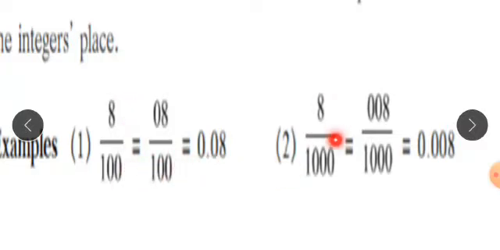Second example, 8 upon 1000. Number of zeros is 3, number of digits is 1, therefore you have to put two zeros before 8, that is 008 upon 1000, and the reading is 0.008.